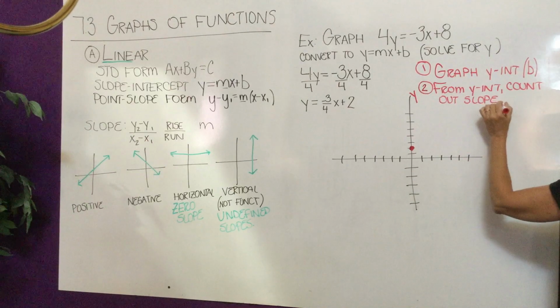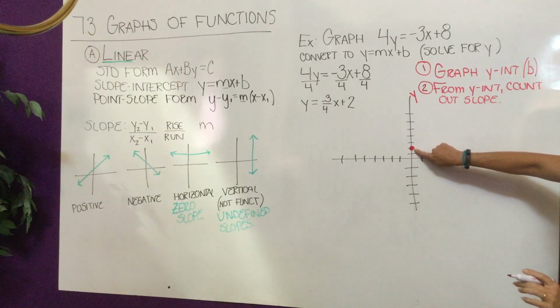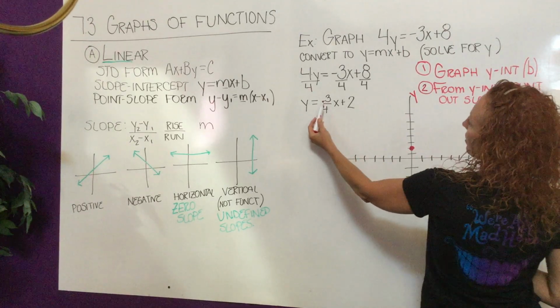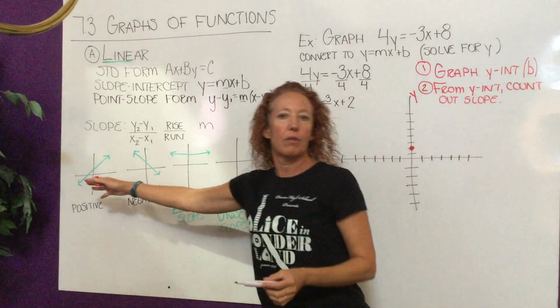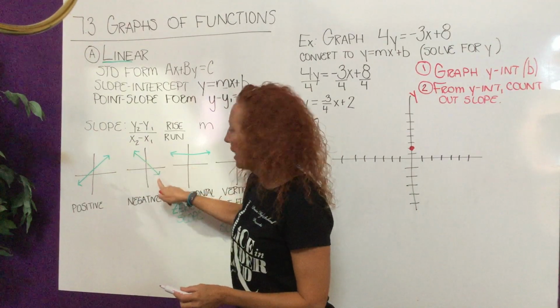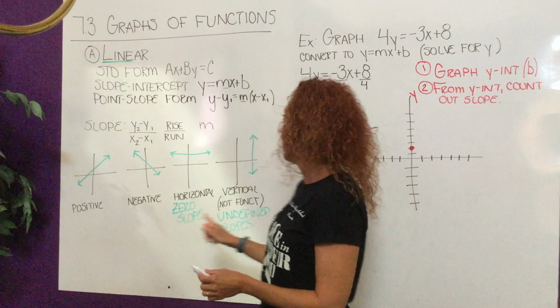Remember, it's rise over run. So you do not start here at the origin. You start at the dot where you put the y-intercept. So our slope is -3 over 4. That's why I wanted to give you this visual here, because the slope is negative, so you should anticipate it slanting down from left to right.